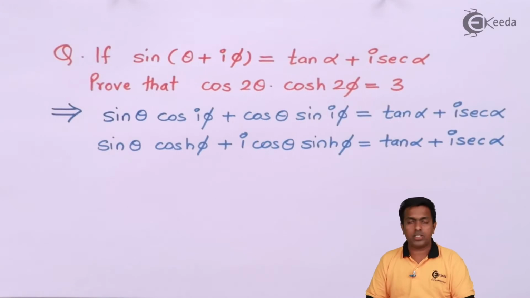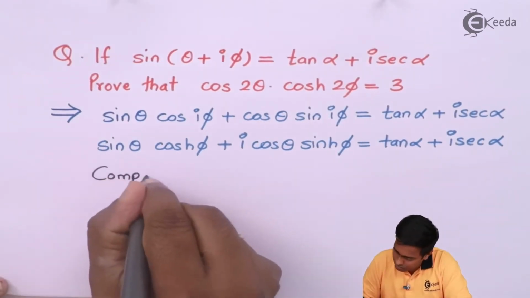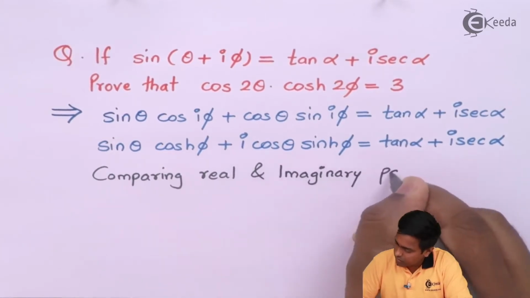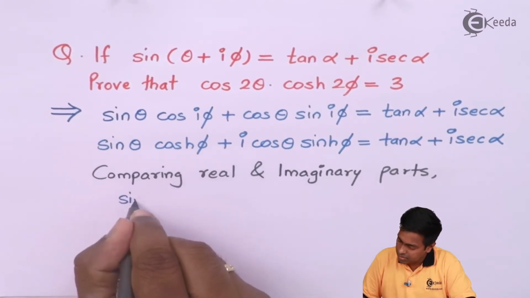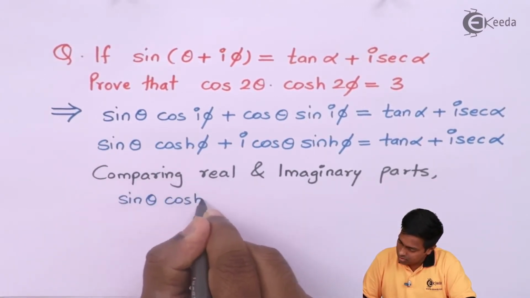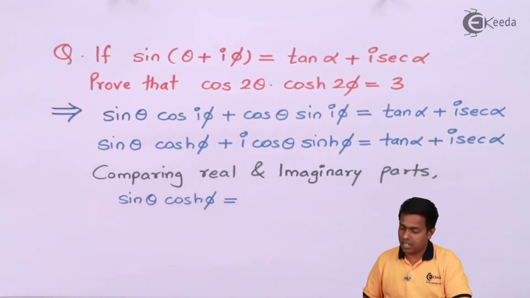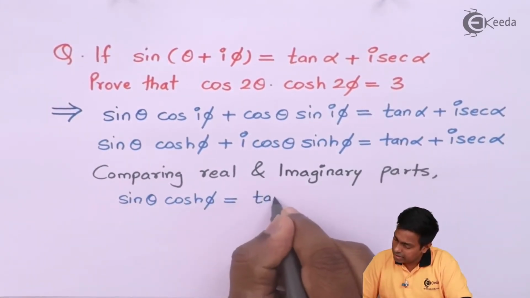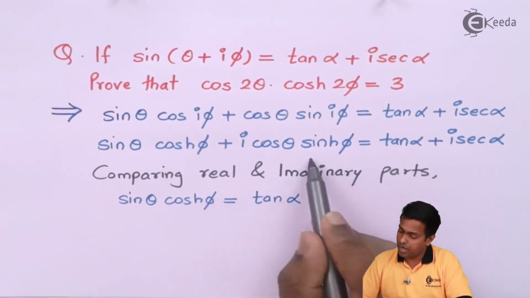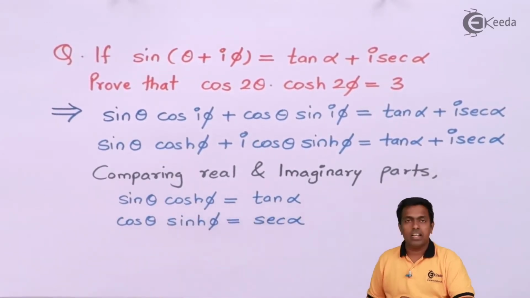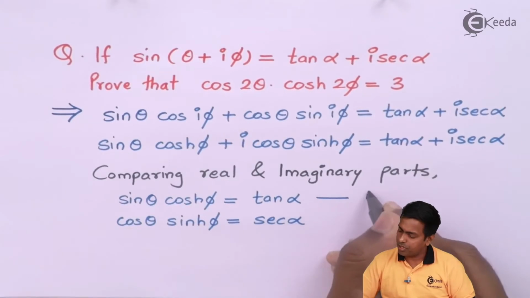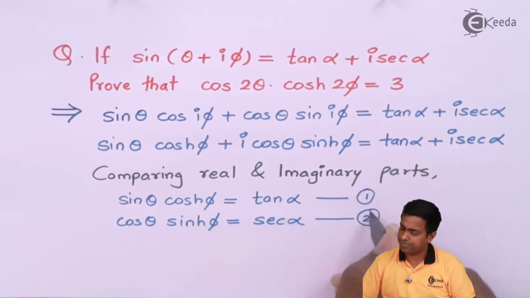Now if you check both sides, we have a complex number on both sides with an equal sign in between. So we'll compare the real and imaginary parts on both sides. Comparing real and imaginary parts, here the real part is sin theta hyperbolic cos phi, here it is tan alpha, and now we'll compare the imaginary parts on both sides. We'll call these equation number 1 and equation number 2.